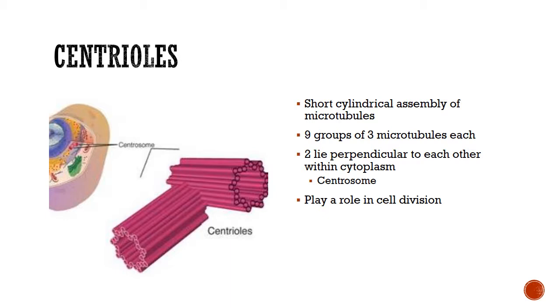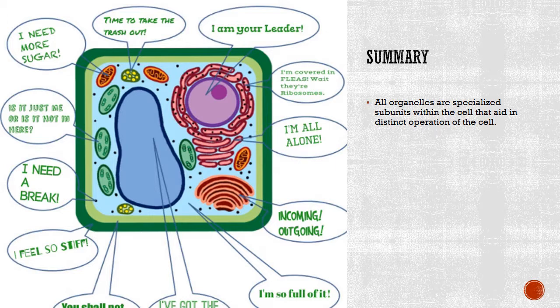The last important organelle are the centrioles. They're short cylindrical assembly of microtubules, 9 groups of 3 microtubules each. 2 lie perpendicular to each other within the cytoplasm, known as centrosomes. They play a role in cell division. Overall, all organelles are specialized subunits within the cell that aid in distinct operation of the cell.